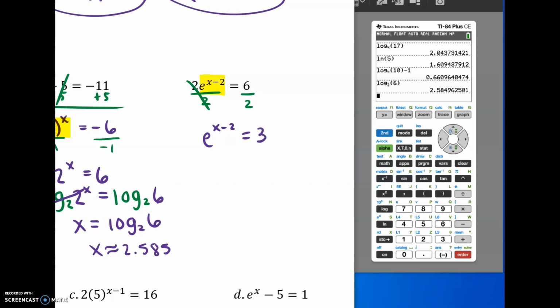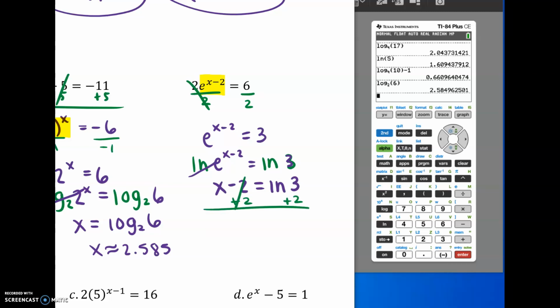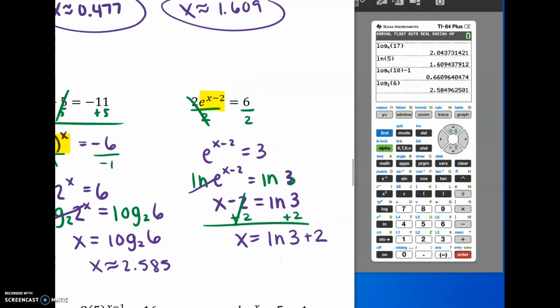Now you can go ahead and actually take the natural log of each side. Remember, natural log of e will totally cancel. And on the right-hand side, you're going to have just the natural log of 3. Okay, so this cancels. You're left with x minus 2 equals natural log of 3. You just need to add 2 to both sides to get that x by itself. Remember, that's the exact answer.